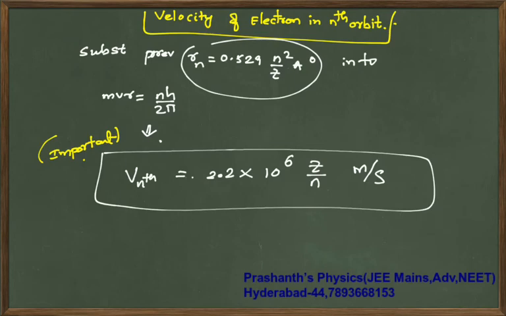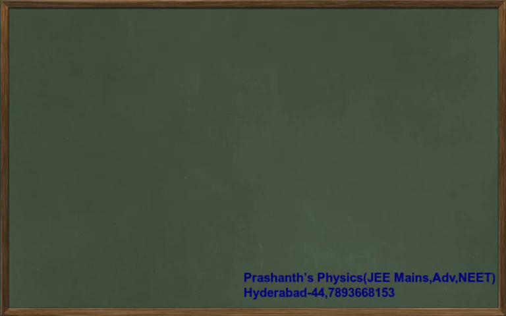Now in some books you will have c by 137 times z by n. This c is Sommerfeld's constant, something like that. I have written it, but I don't want to do that because it will just make you confused. So let's keep the subject very simple so that you enjoy it, you learn it, and you feel happy about it. Next is your time period of revolution.